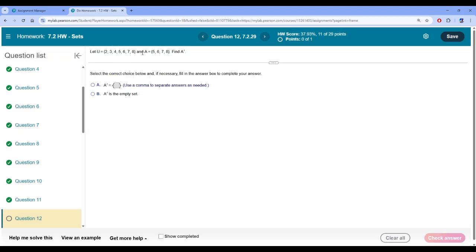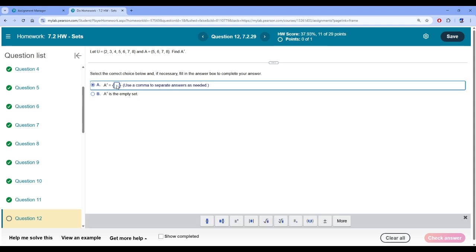Let U and A be given. Find the complement of A. So find the universal set, and A is that. So it's everything that's not in A. So we're going to go with 2, 3, 4. Oh, missed it. There. Enter.